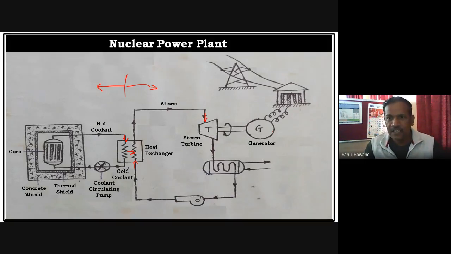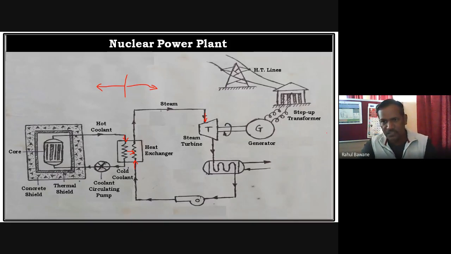Obviously, there is a generation of electric power, but as I said, electric power has to be stepped up before it is transmitted to various distribution points. Why step up? To minimize the transmission losses. So whatever power the generator generates is sent to the step-up transformer unit, where it is stepped up, and then with the help of HT lines, high tension transmission lines, we distribute this generated power to various distribution points.